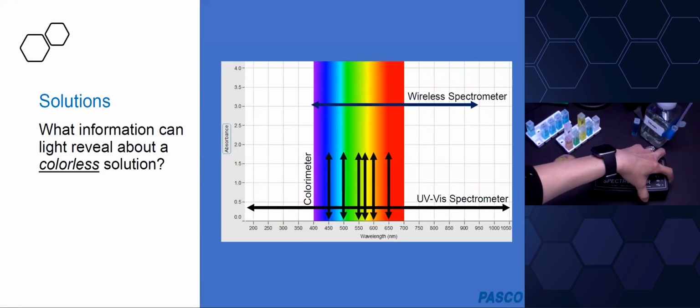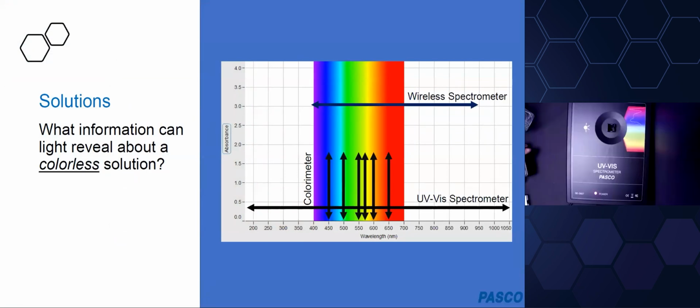Now I'm going to turn off this spectrometer and switch to my UV-Vis spectrometer. It's been running. You should let it warm up at least 10 minutes. And now this one plugs in via USB. So I'm going to go into my spectrometry app and bring it over so you can see.